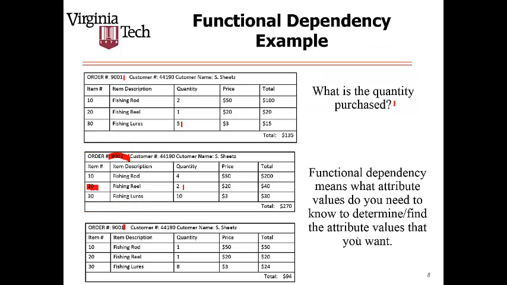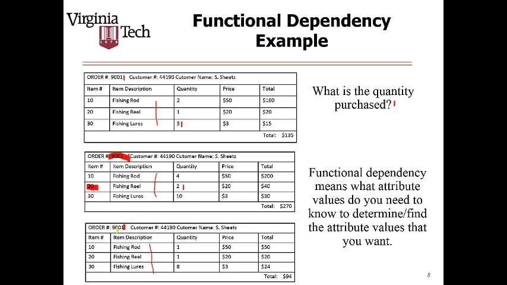So here's a functional dependency example. Here's 3 different orders. And on these orders, the same 3 items are presented. I have a fishing rod, a fishing reel, and fishing lures. I actually don't do that much fishing anymore, but let's suppose. And if I ask you, what is the quantity purchased? What could be your answer? I guess you could give me any of these quantities, 2, 1, or 5, 4, 2, or 10, right?